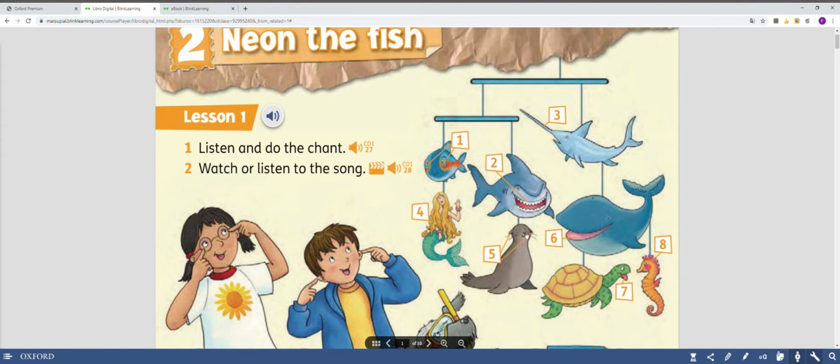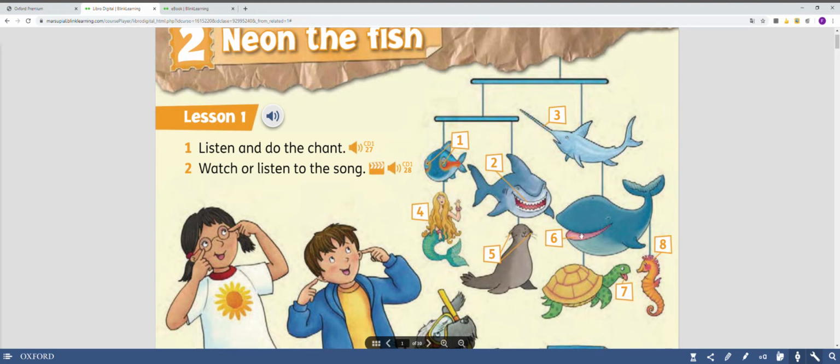Ears. This sea lion has got 2 ears. Mouth. This is a big mouth. Look at this whale. She's got a big mouth. Tongue. Look at this small tongue. Small. Qué pequeña está. Small tongue. And cheeks. Mira esas mejillas. Cheeks. They are too small. Son pequeñitas.